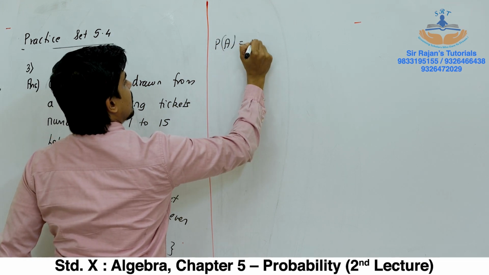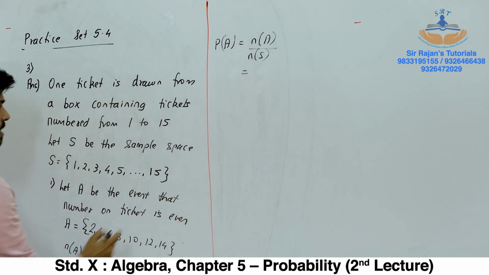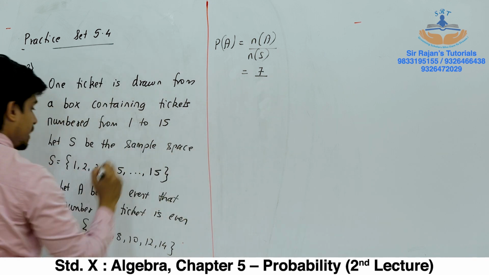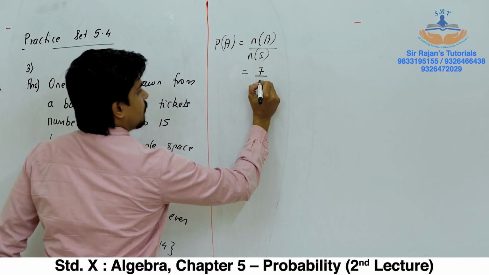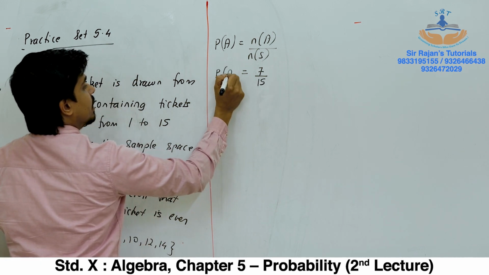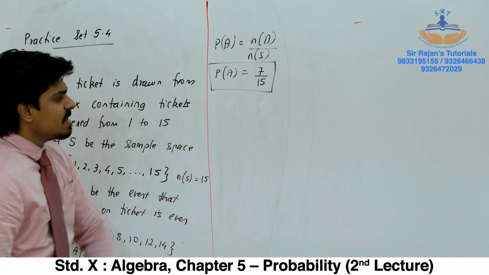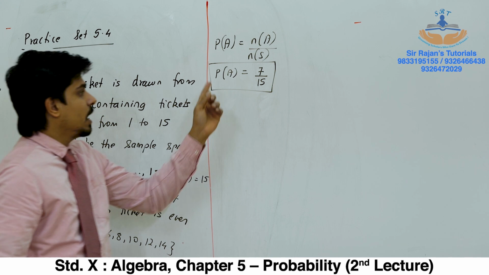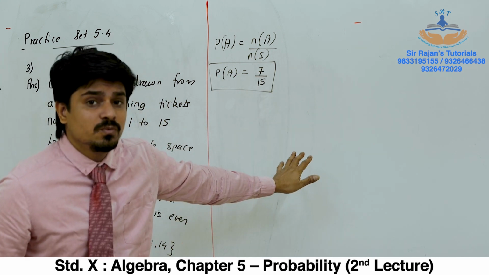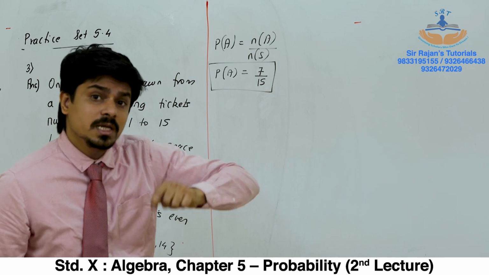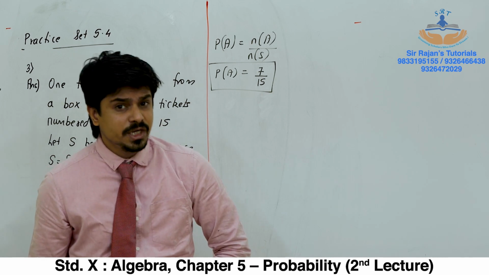Write your formula. P of A is equal to N of A upon N of S. 7 upon. Okay, N of S क्या था इधर? 15. N of A upon N of S. So 7 upon 15. Also one thing, make sure that your answer has to be in reduced form. What I mean to say by reduced form is, suppose अगर इधर 5 होता, 5 upon 15, you cannot keep your answer as 5 upon 15. Reduce करके उसको 1 upon 3 करना compulsory है. All the answers of probability has to be written in reduced form.